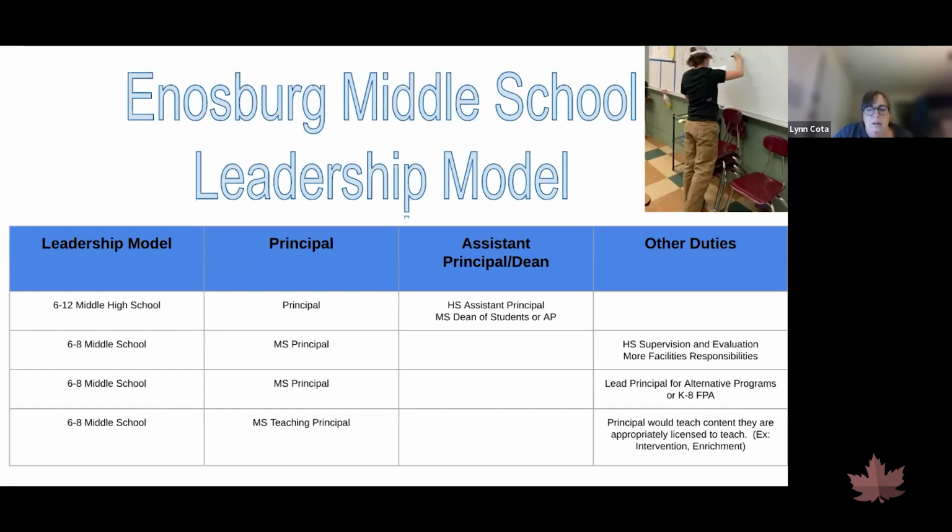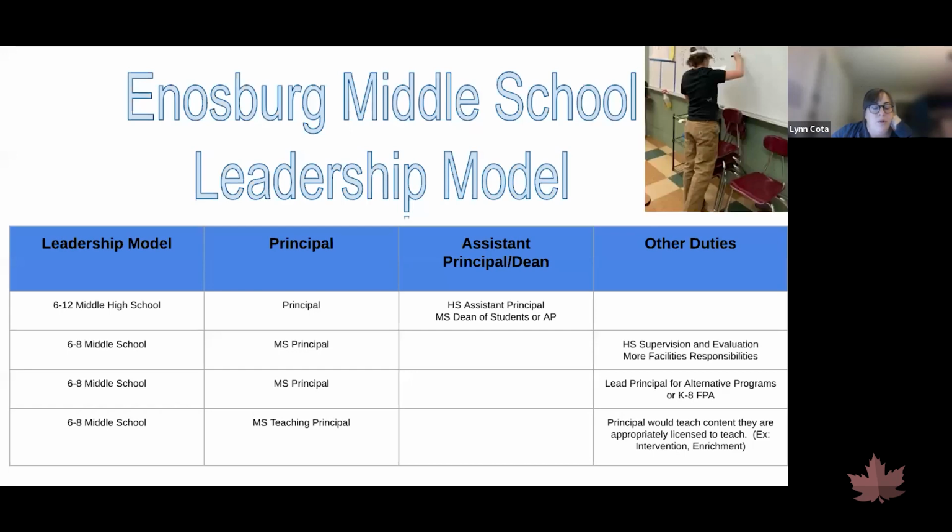Another model would be looking at, we have some alternative programs, and we have Flexible Pathways Academy that's also incredibly small, and we could potentially merge those to think about, do we have the middle school principal take on being kind of the lead for our alternative programs, which I actually think, since I've written this, Michelle Taberge may be on to another thought that's more favorable for her on that matter. But also taking on potentially leadership of the K-8 Flexible Pathways Academy.